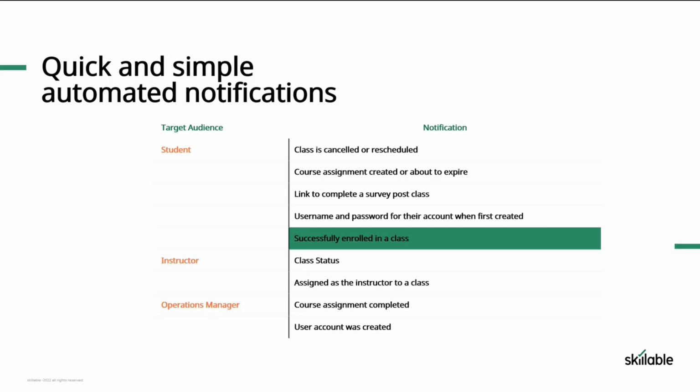And then operations manager, maybe you need to know when a course assignment has been completed, or when has an account been done, who has created the account. So those are really, really quick and simple automated notifications that I think you'll find useful as you start. But those are to kind of give you a guideline that when you go into the system, you can go, hey, let me see some other ideas. I remember Bev mentioning X, Y, and Z, but I'm interested to see if this is available. So these are some notifications that I think you'll find helpful as you start this process.